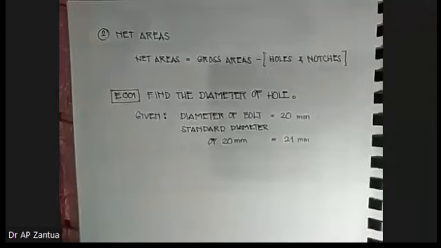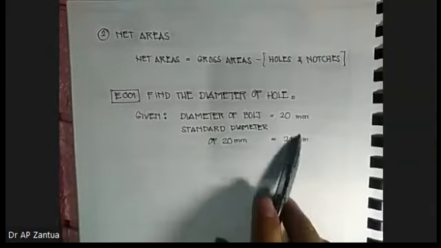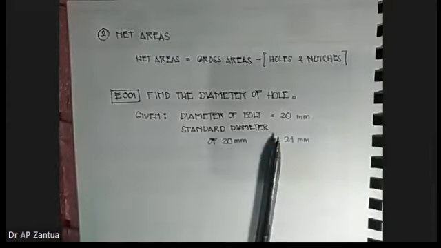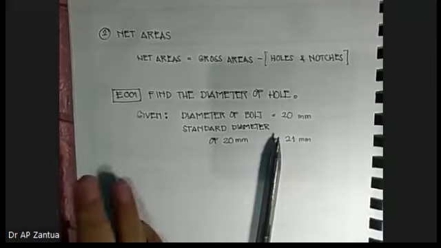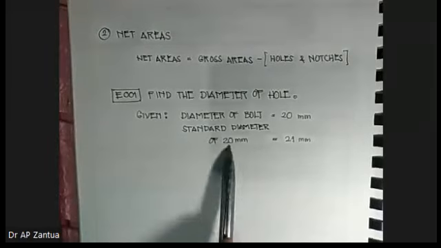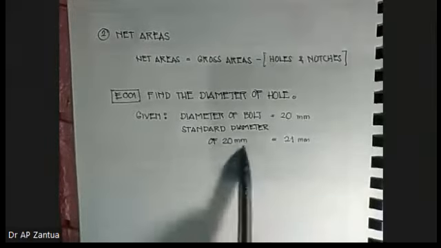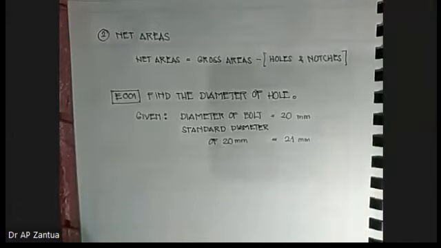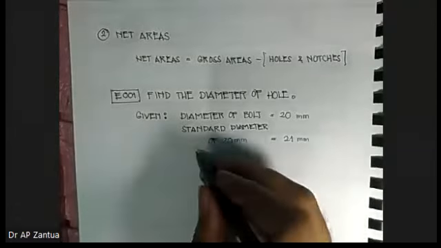Anyway, these values are tabulated in the code, NSCP or the AISC. What do you mean by AISC? American Institute of Steel Construction, or NSCP, the Filipino version or the standard in our country. So the standard diameter of this 20 mm is equal to 21 mm. And what about the diameter of hole?